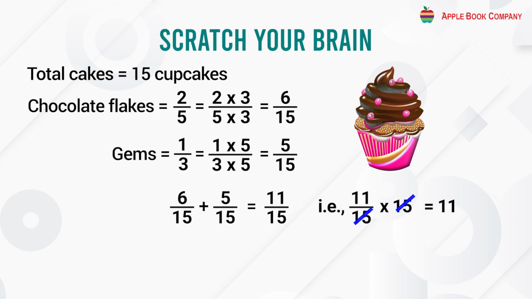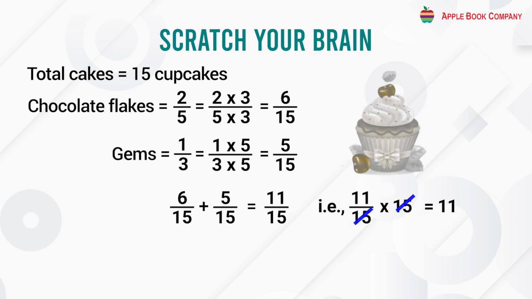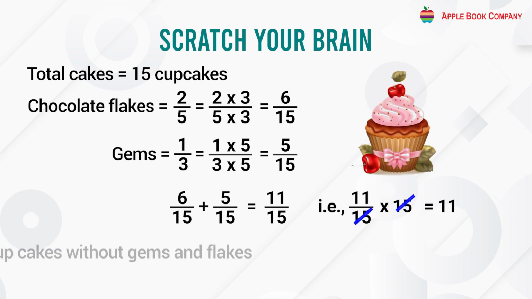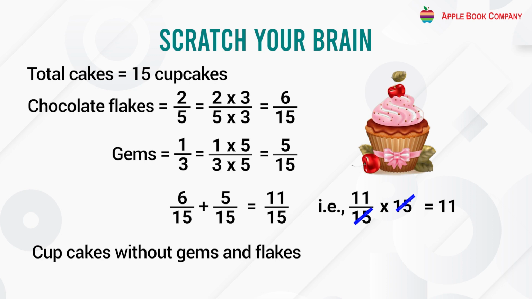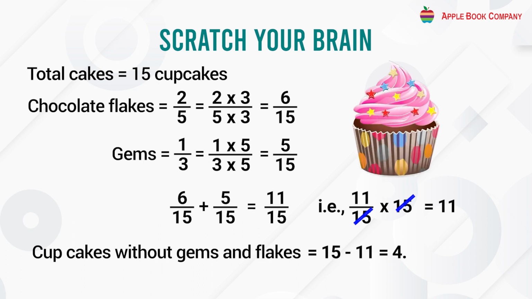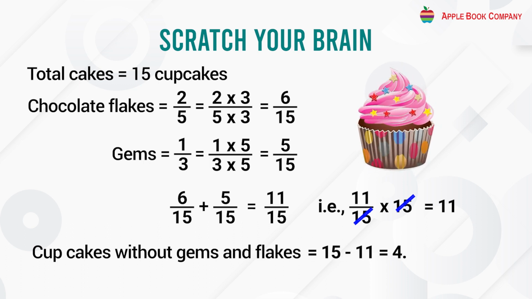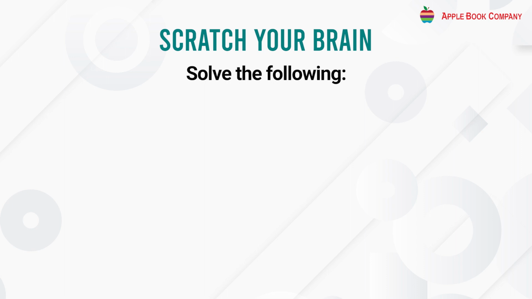Now the total number of cupcakes are 15. Now we want to know how many are the cupcakes without gems and flakes. So you subtract 15 minus 11 will give you 4. So there are 4 of the cupcakes without gems and flakes. Let's see the next problem.